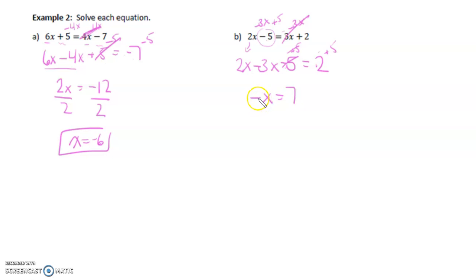Now, we're not looking for negative x equals, we're looking for x equals. So we're going to divide both sides by negative 1, and we get x equals negative 7.